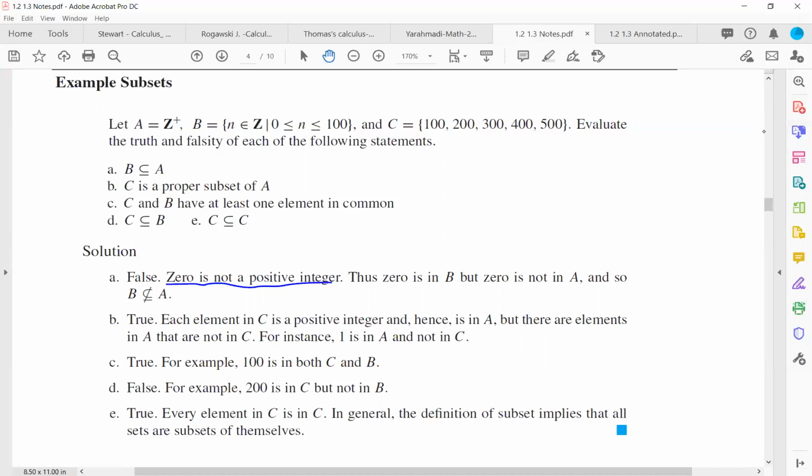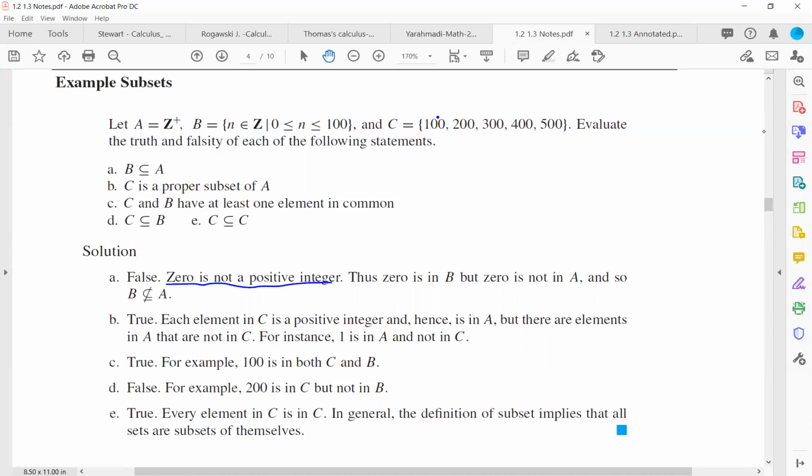Part C says C and B have at least one element in common. It is true. Why is that? Take a look at C, take a look at B. What elements are common between these two? They have 100 as a common element.